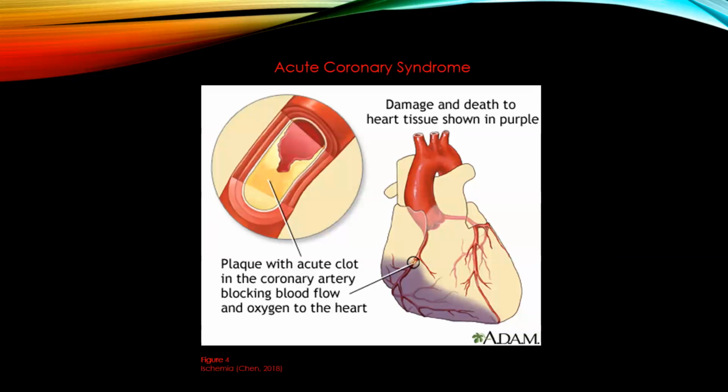Acute coronary syndrome describes a sudden blockage of blood flow to the heart, such as unstable angina or a heart attack. It is believed this is caused by plaque breakoff, resulting in a clot that blocks off the artery. So right here, you can see the plaque buildup, and it's blocking the artery right here.